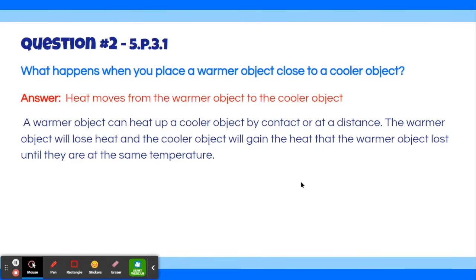So for example, if you have a mug of maybe hot chocolate, and you're holding the mug, you'll notice that your hands start to get warmer. This is because your hand is taking the heat from the mug until they are at the same temperature.